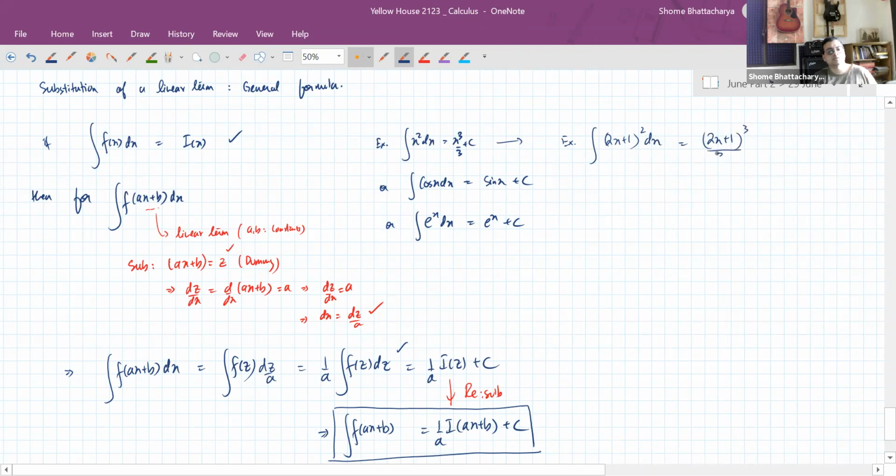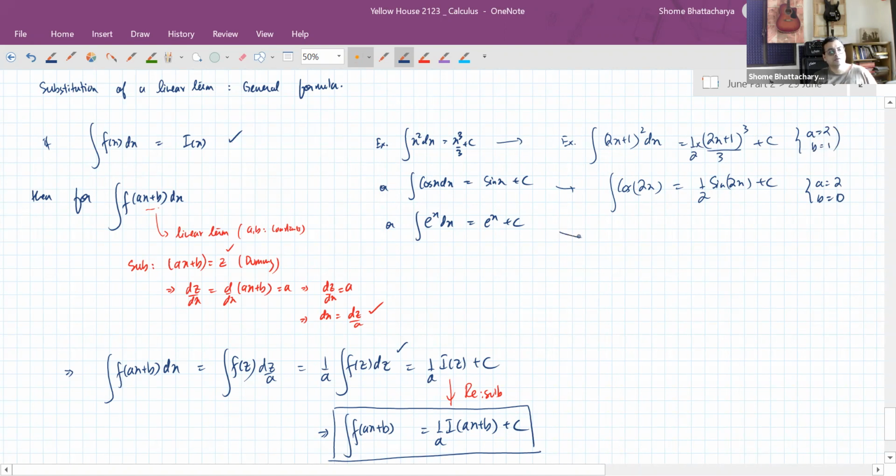Okay. 1 by a, so half into that, plus c. Or for example, we know that integration of cos 2x will become 1 by 2 sin 2x. Yes, because here a was equal to 2 and b was 0. Here a was 2 and b is 1.